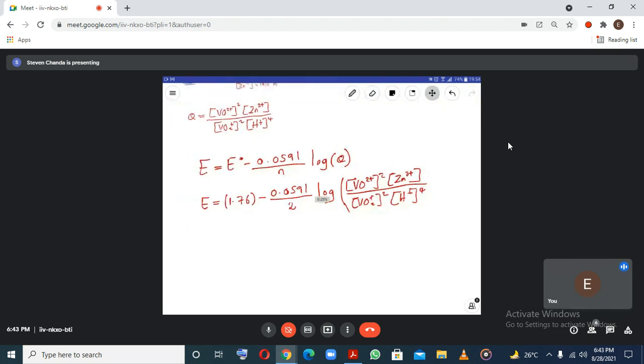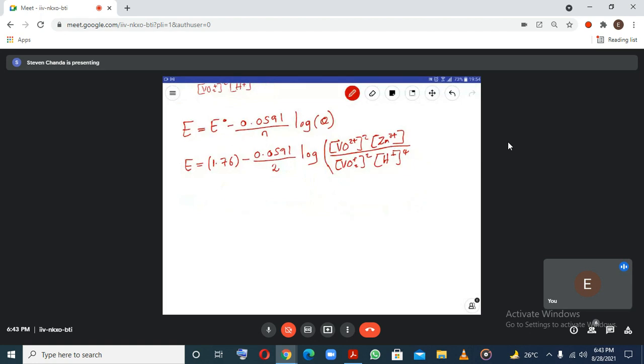So then what you're going to do here, you just start plugging in the values, which you've already started doing. So you plug in 1.76, then here it's 0.0591, then log. Now we start writing the concentrations. We know the concentration for the V2 and everything, that was 1 times 10 to the power 2, then you square that. Then for the zinc it's going to be 1 times 10 to the power 1. We don't raise that to any power because of how the equation is, right?